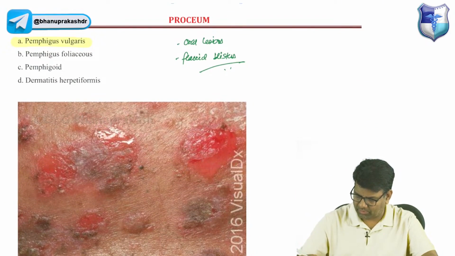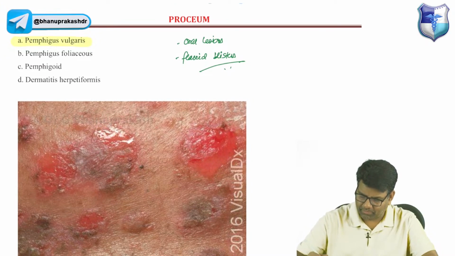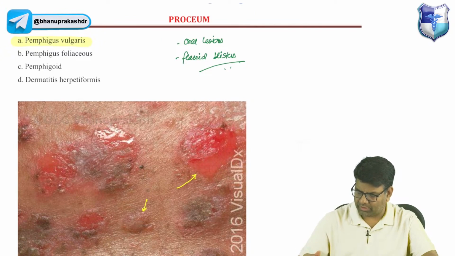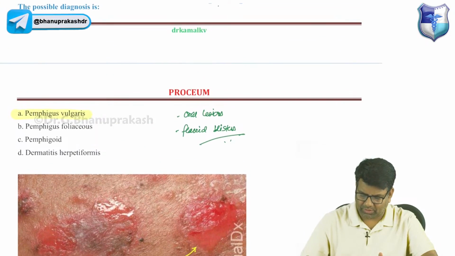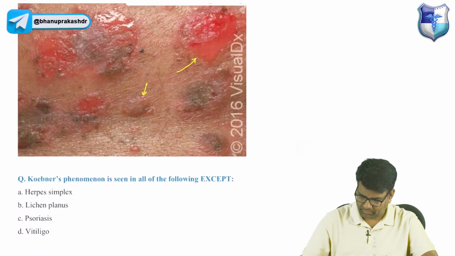So you can see most of the blisters have already ruptured. You can see flaccid blisters, and sometimes there is rupture of the skin. This leads to denudation of the skin. This is the classical description for pemphigus vulgaris. Most of the things we have already covered for pemphigus vulgaris.